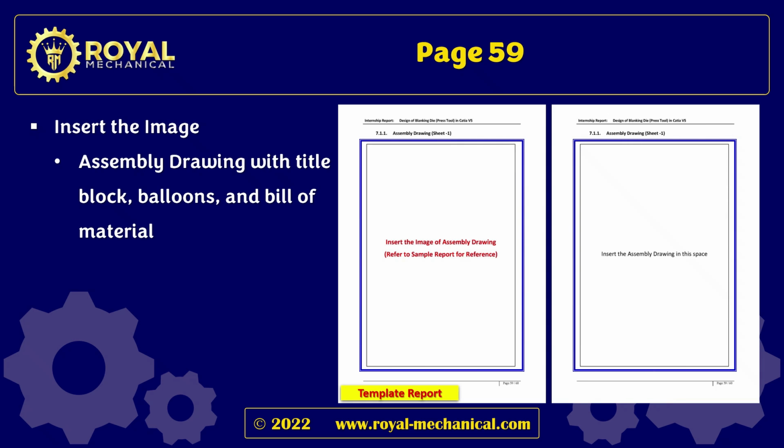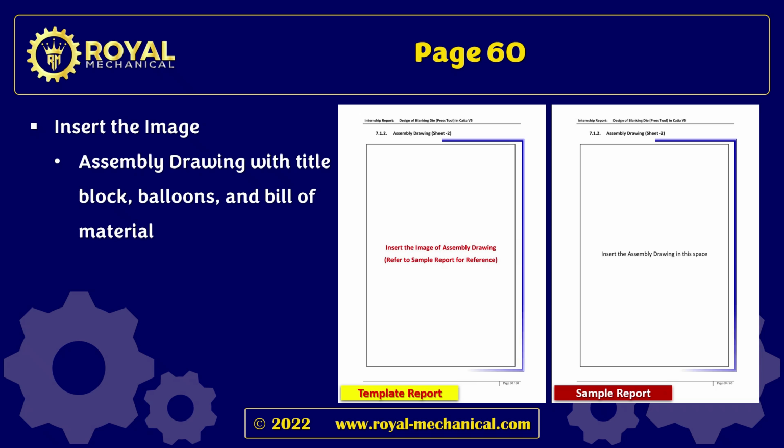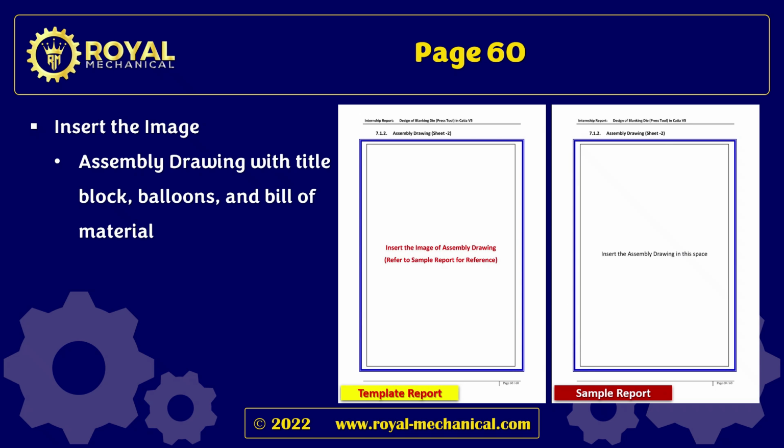On page 59, insert the image of the assembly drawing with the title block, balloons, and bill of material. On page 60, insert the image of the assembly drawing with the title block, balloons, and bill of material.